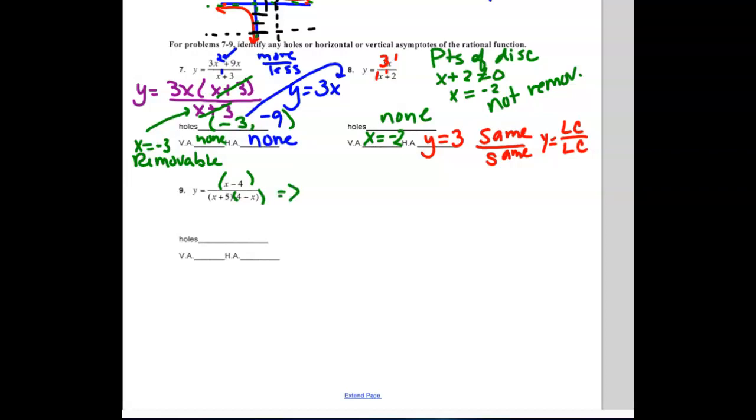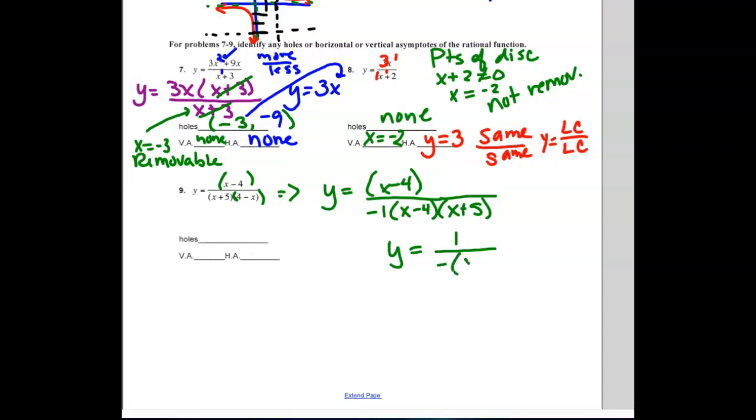In other words, let's think of this as saying y equals x minus 4 on top, and let's factor a negative 1 out of the denominator so that it turns that one into an x minus 4 instead of a 4 minus x. And then we also have an x plus 5 factor in the denominator. Simplifying this, we can get rid of the x minus 4. So this is going to simplify down to just 1 over negative times x plus 5, or we could move that negative to the top, negative 1 over x plus 5. Same thing.